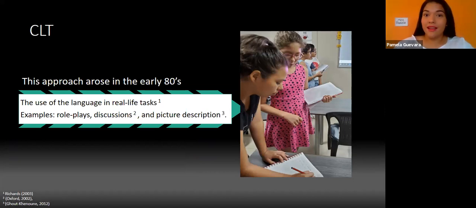CLT is an approach. It means communicative language teaching. The use of this approach involves using meaningful activities so students can learn the language. Examples: role plays, discussions, and picture description.